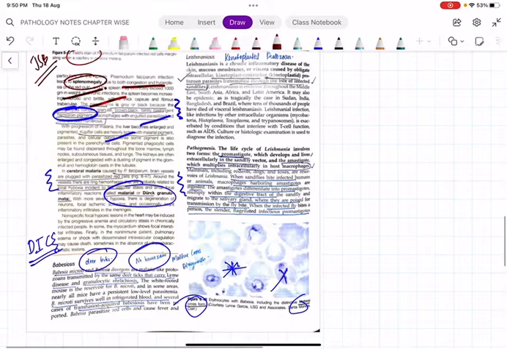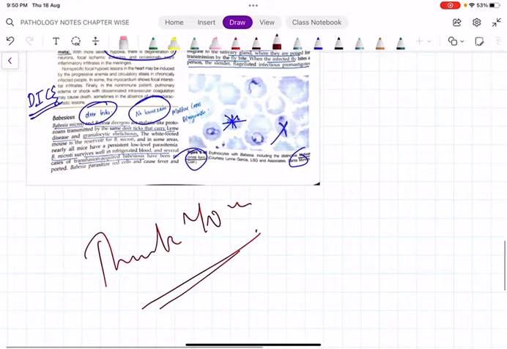Fine. Remember the stains: May Grunwald Giemsa, Leishman, Field, JSB, Jaswant Singh Bhattacharya. Fine. Then babesiosis, Maltese cross. There will be no hemozoin. Okay. This is how you have to differentiate it from malaria.